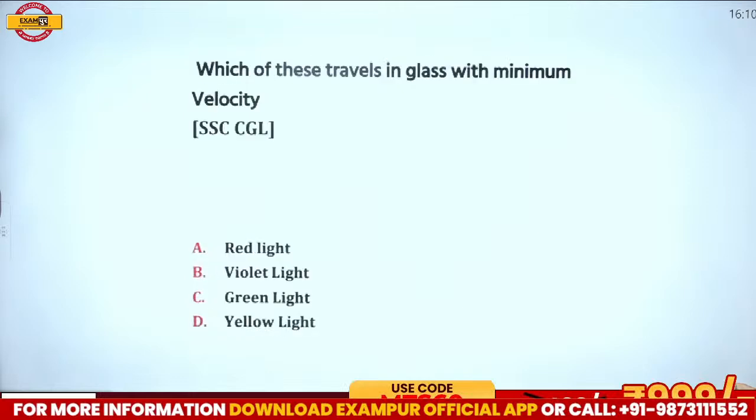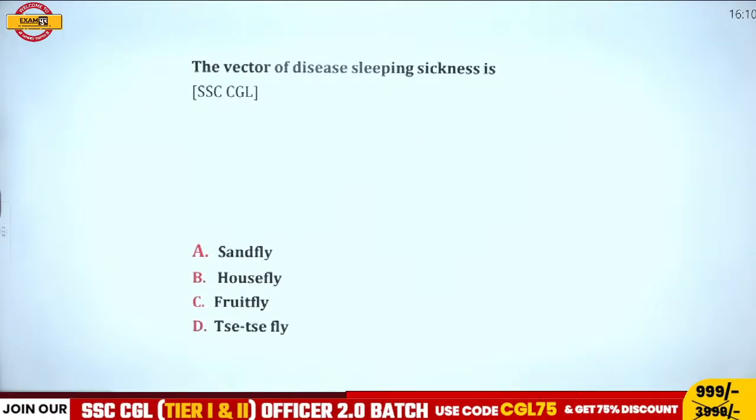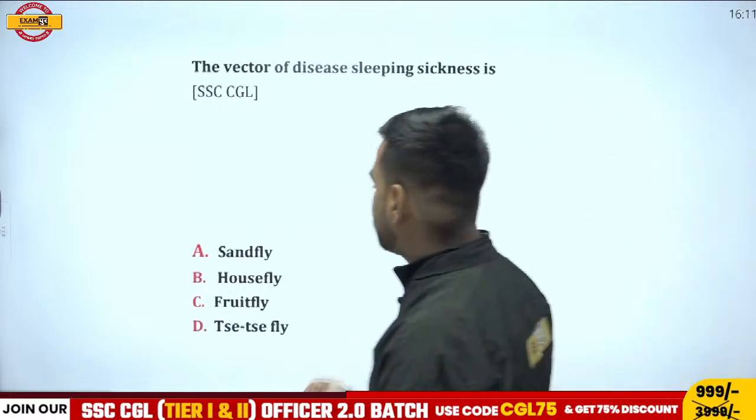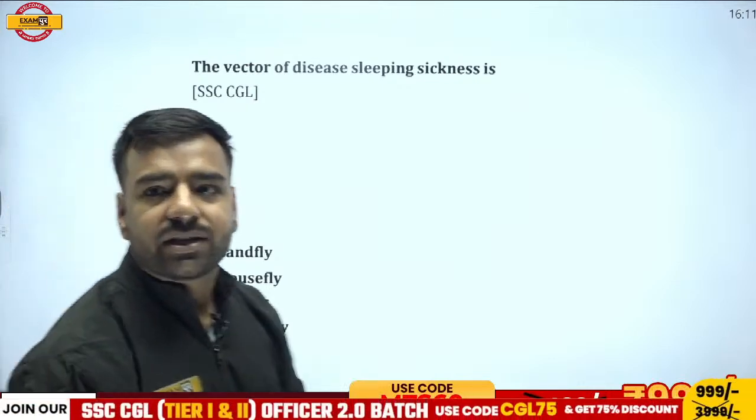Next, we have a next question over here. The question is, the vector of the disease sleeping sickness is dash. So we have sand fly, house fly, fruit fly, tsetse fly. What is the correct answer over here? Everyone who is there in the session, please start answering.